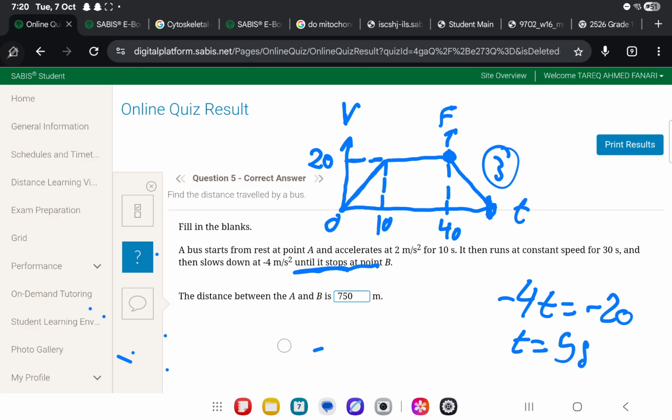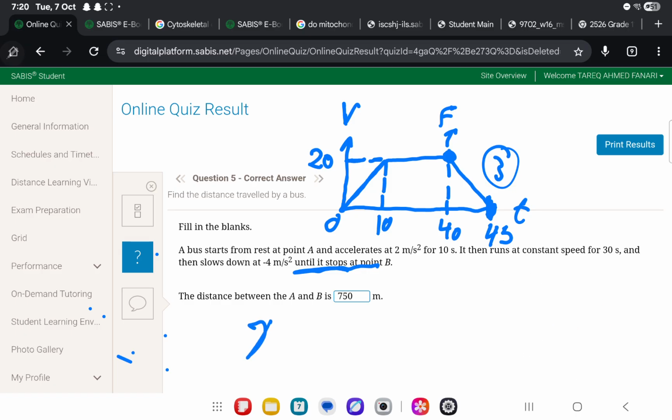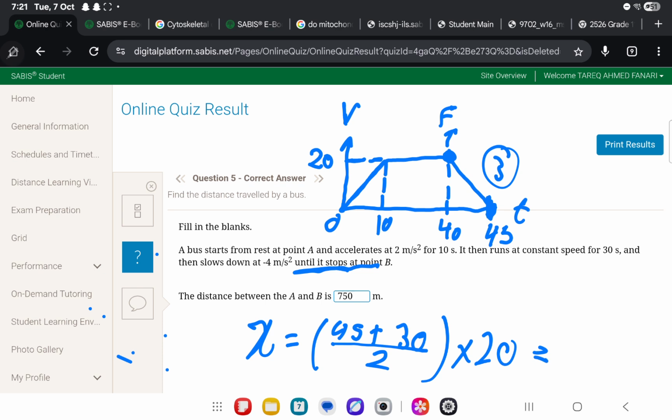So this bus stops 5 seconds after this phase of motion. So what's 40 plus 5? 45. Now I can apply my trapezoid rule. X is equal to base 1, which is 45, plus base 2, which is 40 minus 10, which is 30, over 2 times 20. On a calculator, 45 plus 30 over 2 times 20 gives 750 meters, which as you can see is indeed my right answer.